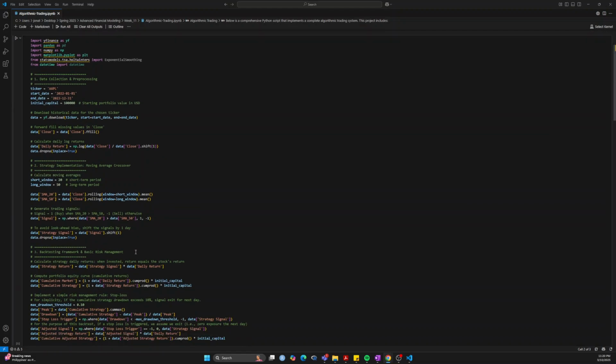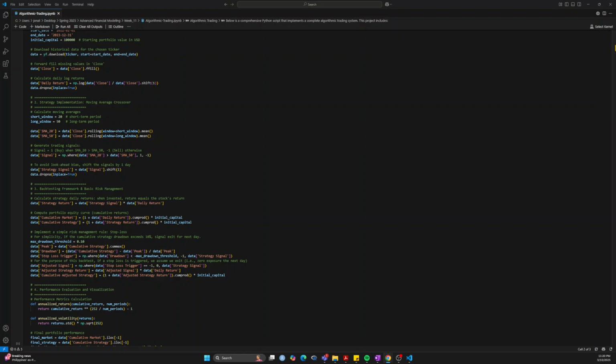In the backtesting phase, I simulate the strategy's performance. The strategy's daily return is simply the product of the signal and the daily return of the stock. I then calculate the equity curve by taking the cumulative product of these returns and scaling it by the initial capital. This gives us both the market, the buy and hold, performance, and the strategy performance.